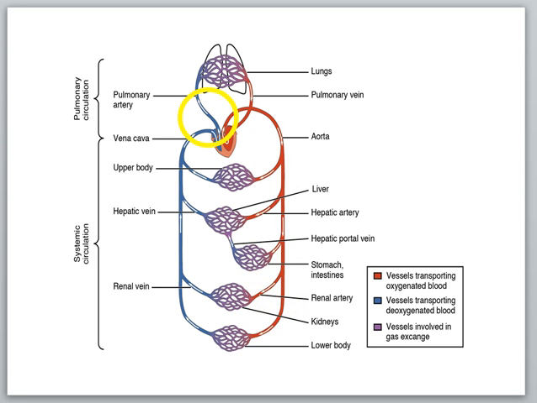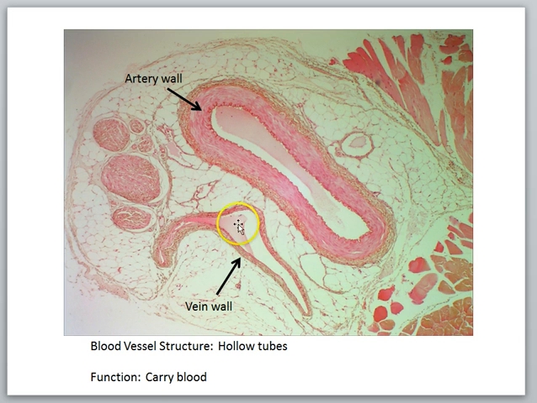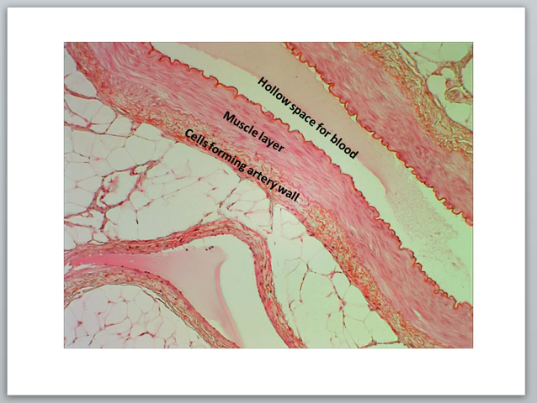But let's just take a look at what blood vessels are. If you were to slice a blood vessel and put it on the microscope, so we're seeing a cross section of an artery and a vein, you'll notice that they are hollow. So they are hollow tubes. The structure of blood vessels is a hollow tube. But the walls of the blood vessels are made of living cells. And you'll notice the wall of the artery is thicker than the wall of the vein. But in both cases, they're hollow because they must carry blood. That's their function. Let's take a closer look at the difference between artery and vein wall.